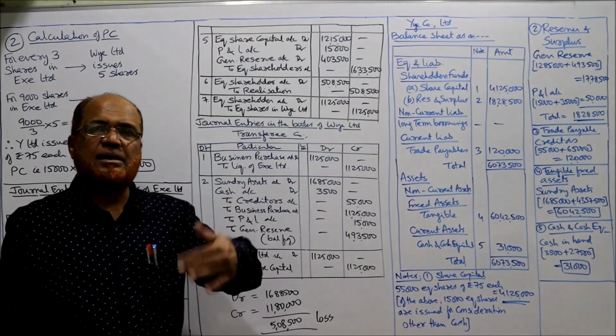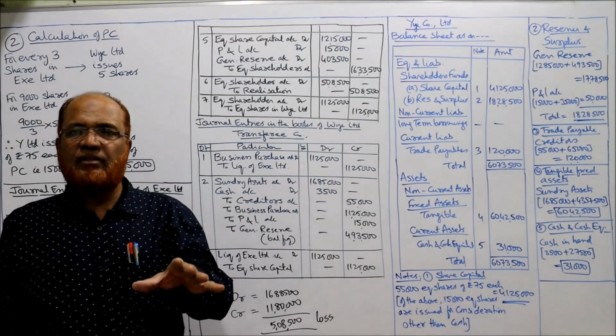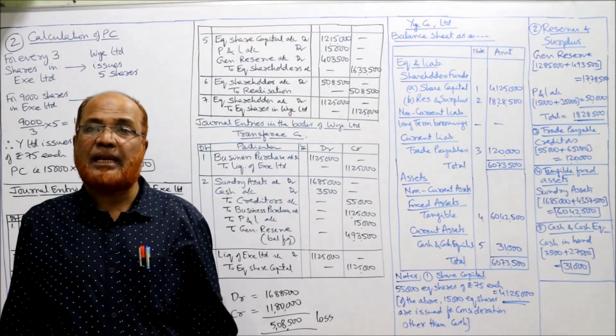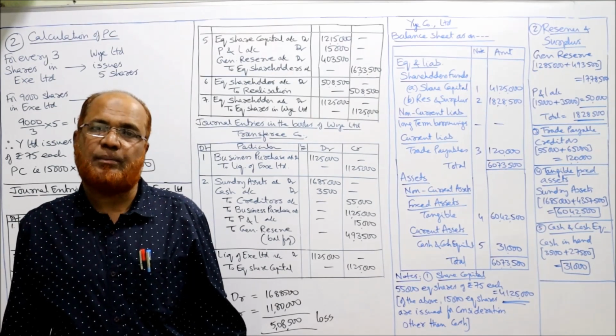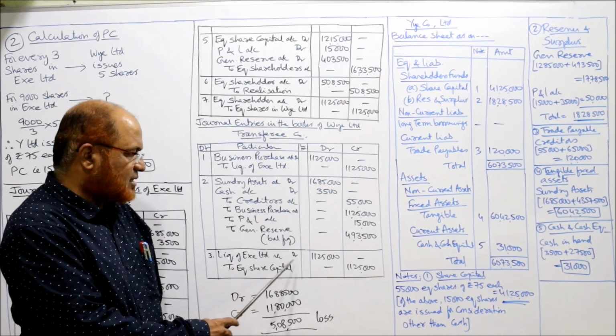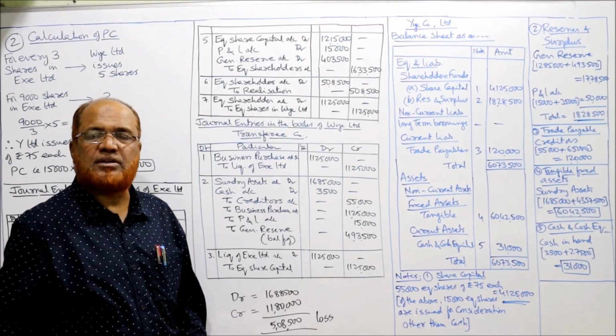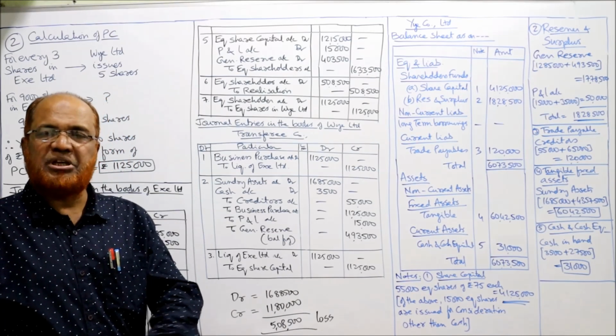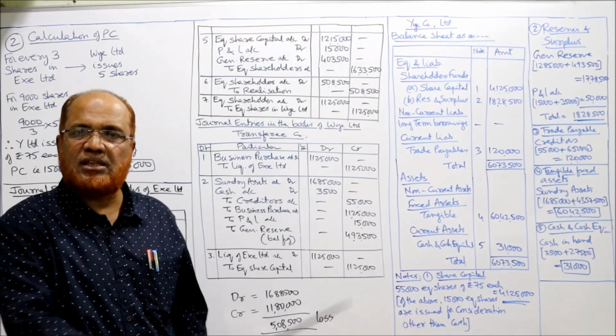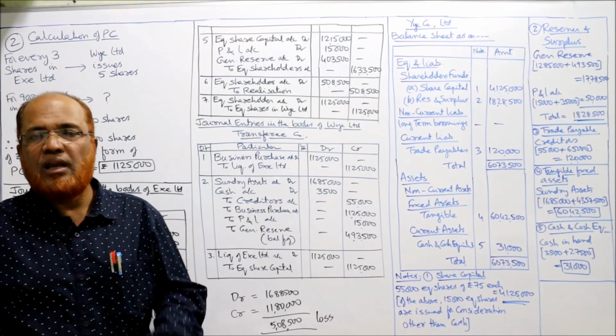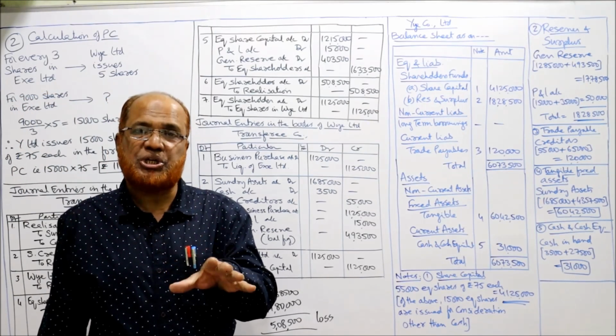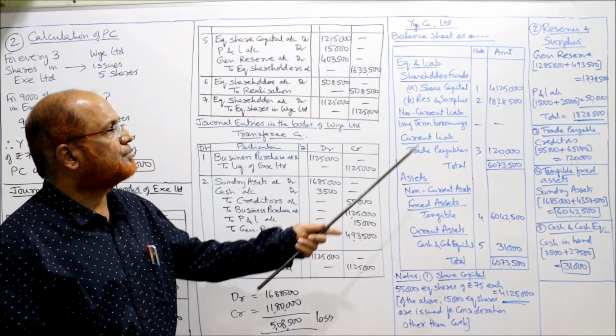Last entry will be PC paid. Now, Y Limited will pay the purchase consideration to the liquidator of X Limited. The liquidator of X Limited account debited to equity share capital 11,25,000. Being the PC paid. Only 3 entries in the books of Y Limited.